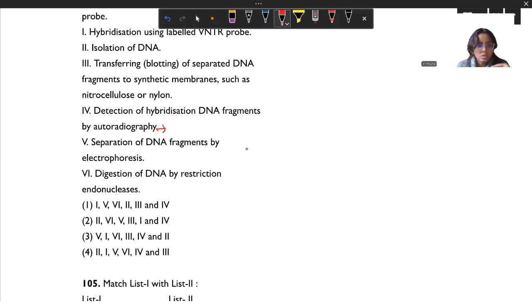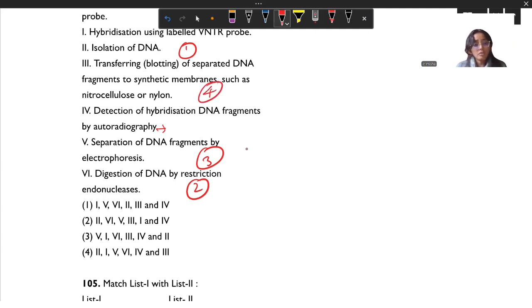So what is the first step in this? The first step will be isolation of DNA. Then the second step would be digestion of DNA by restriction enzyme. After digestion of DNA, what do we do? We separate the fragments of the DNA. So the third step would be separation of DNA by electrophoresis. Then after that, we move those separated DNA fragments to nitrocellulose. So the fourth step would be the third option.